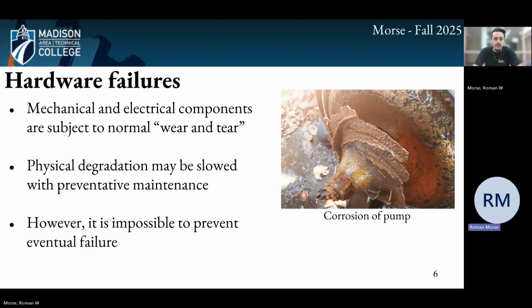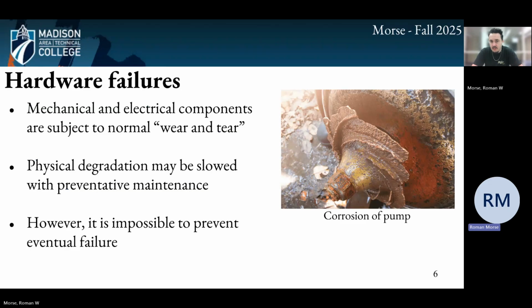All right, so hardware failures. On the right here, there's a picture of a pump. This is the corrosion of the blades inside of a pump, the impeller. Mechanical and electrical components, as we said, are subject to normal wear and tear. Physical degradation may be slowed down with preventative maintenance, but again, this is something that just happens. There's just a life cycle for everything.